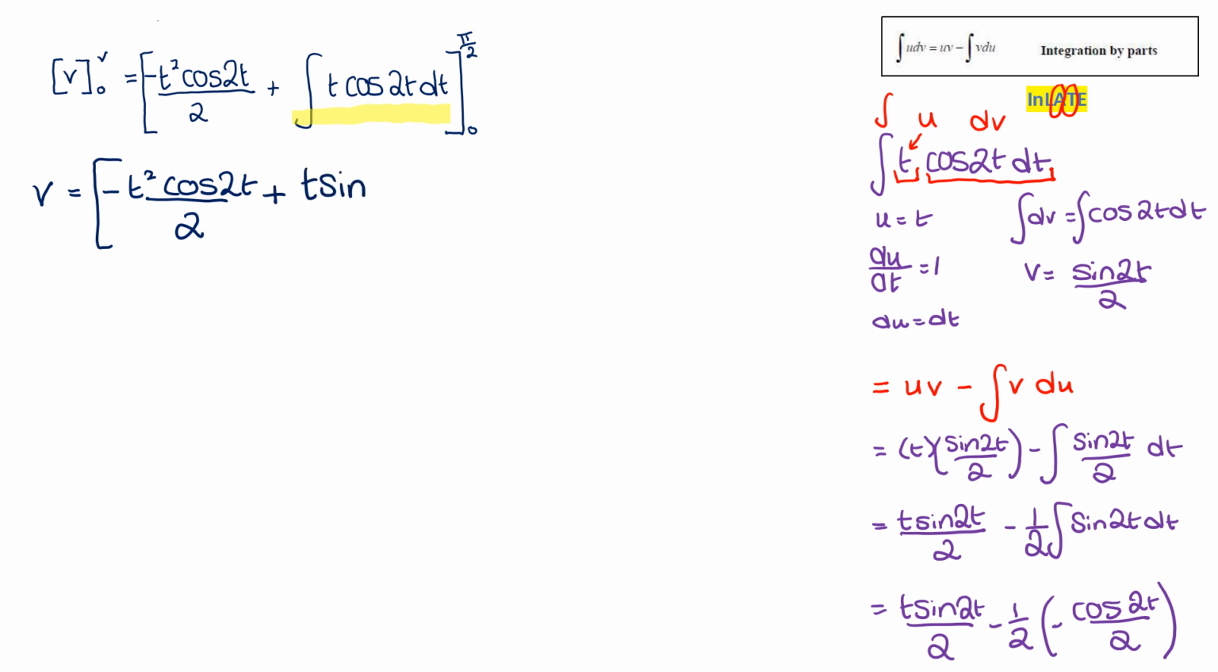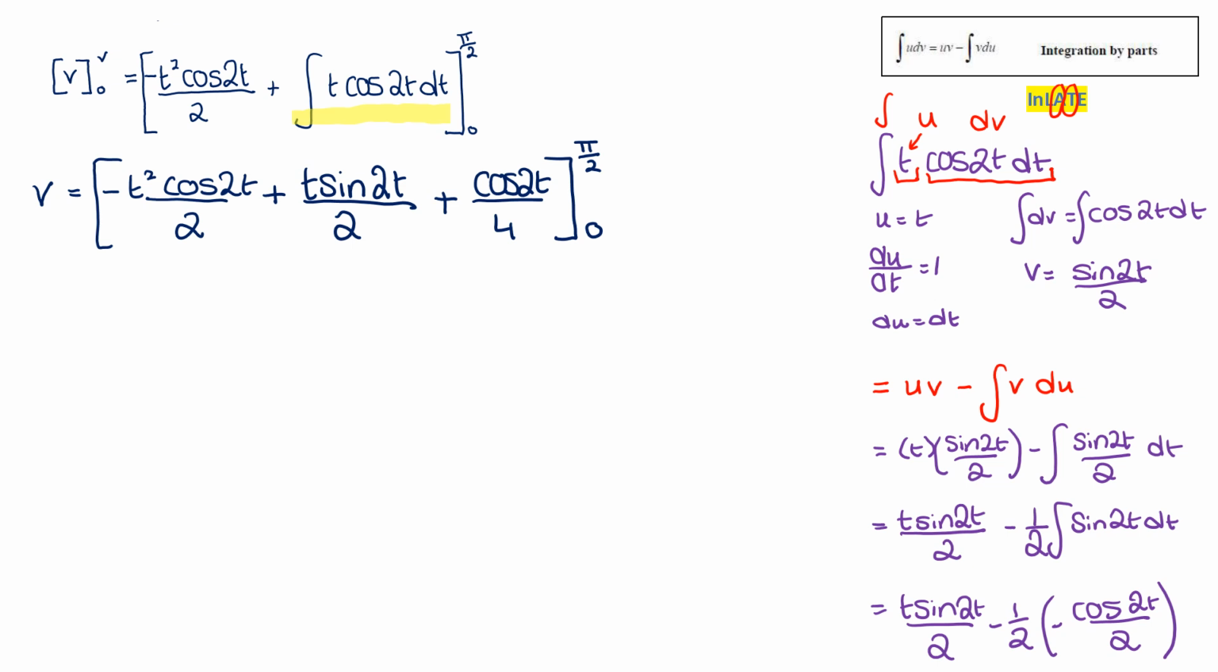t sine 2t over 2. Minus by minus is a plus, and then we have a half. So we have a 2 and a 2 on the bottom line. So we're going to have cos 2t over 4. So that's our full integral before we start evaluating it. So like I said, you can go between 0 and t. I'm going to go straight to pi over 2 because that's the answer that we want.